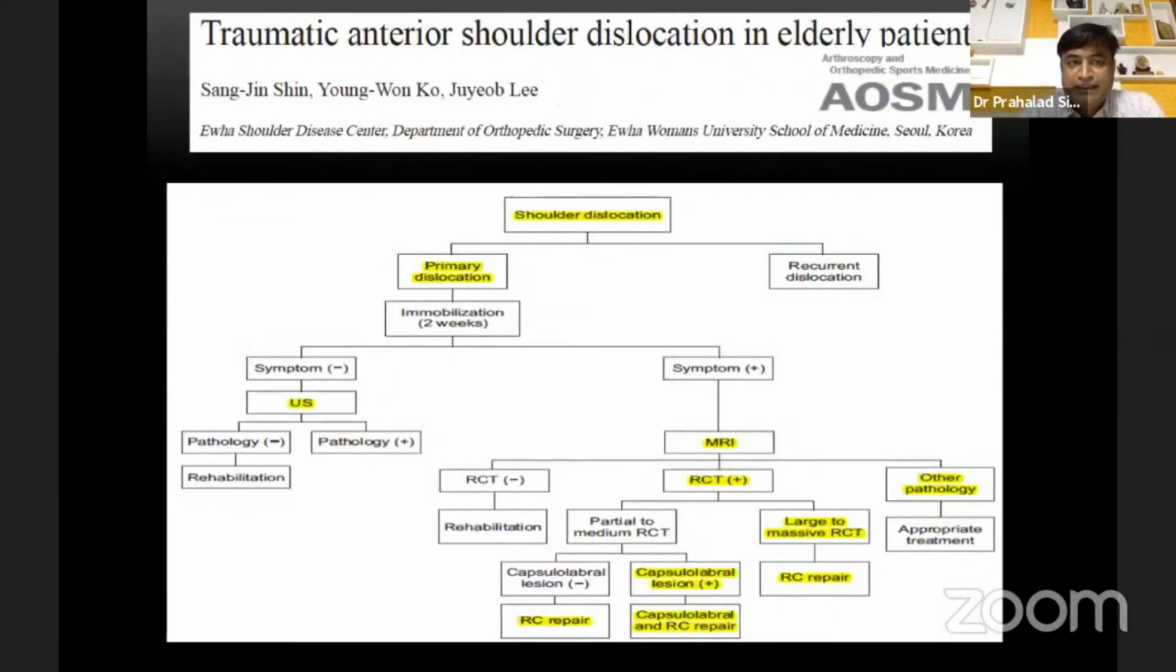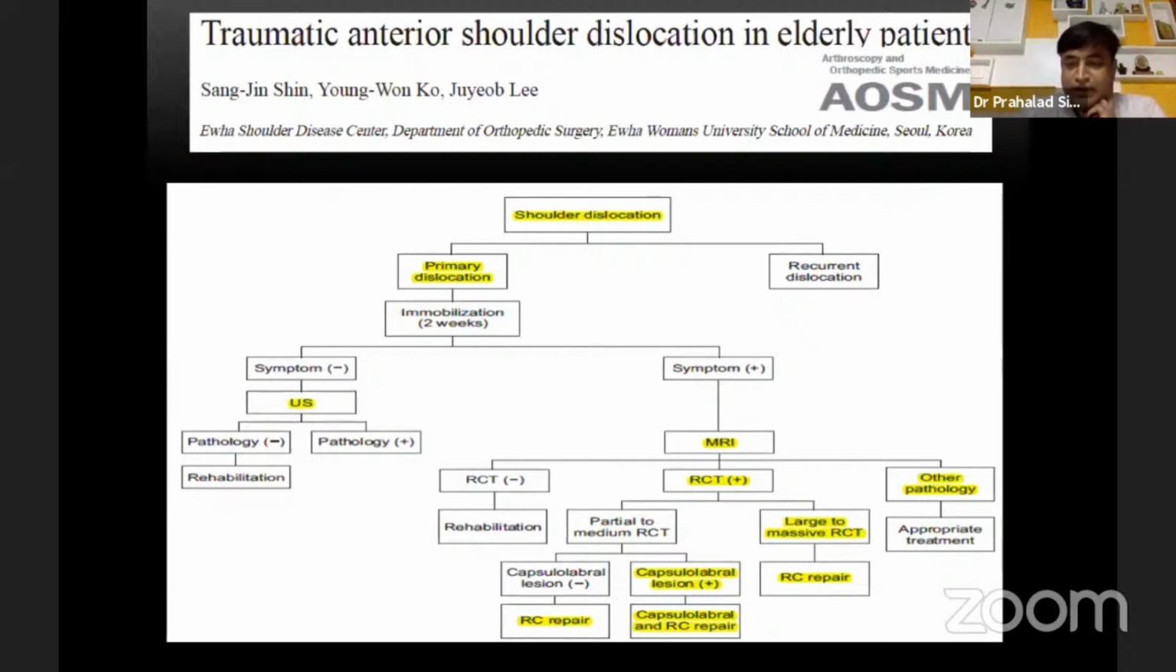This paper by Sang-Shin Shin has very nicely given an algorithm on how to approach these elderly individuals following a shoulder dislocation. In a primary dislocation, you do a gentle manipulation, closed reduction, and then immobilize in a sling for a couple of weeks, and then reassess. If the patient is asymptomatic, you can treat them conservatively. If the patient has symptoms, inability to lift the arm or pain, then you go for investigations, whatever is available like ultrasound or MRI, and see which is the pathological structure, either the rotator cuff or the capsulolabral lesion.